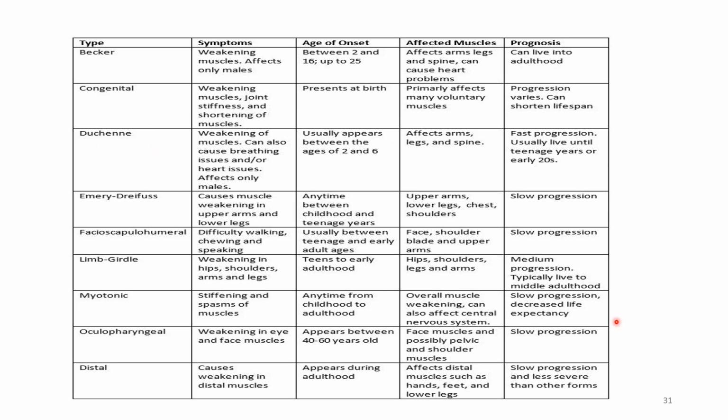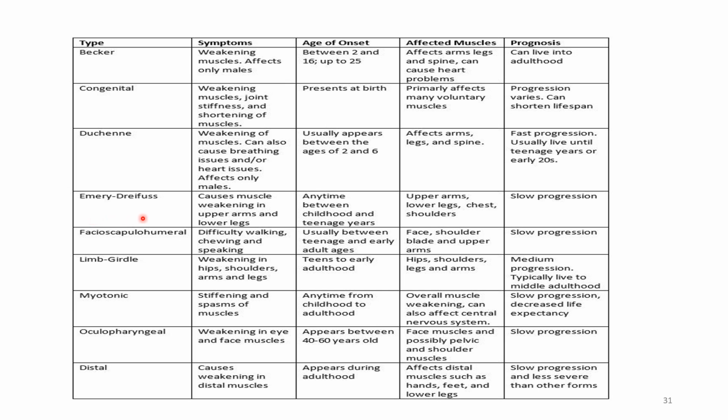Next, coming to congenital. It causes weakening of muscles, joints and stiffness, and shortening of the muscles. So weak muscles, stiffness and shortening of the muscles. It presents at birth, congenital, present at birth. Congenital is because of an autosomal recessive disorder, and it primarily affects many voluntary muscles. Progression varies, and it can have a shorter lifespan. So it will shorten the lifespan.